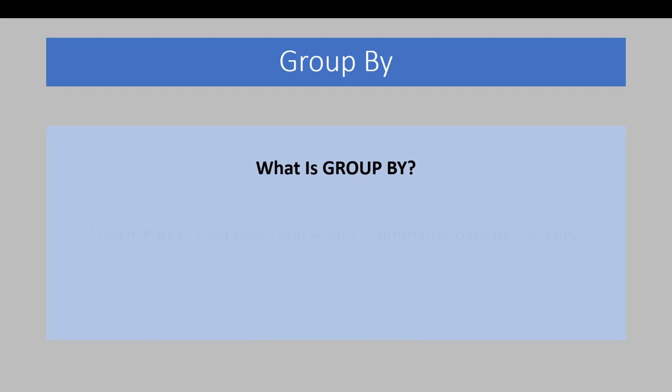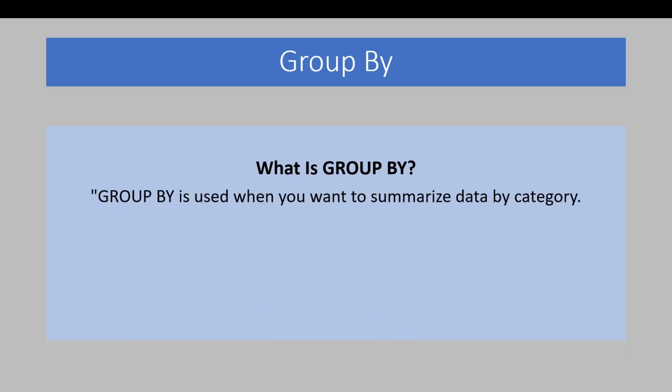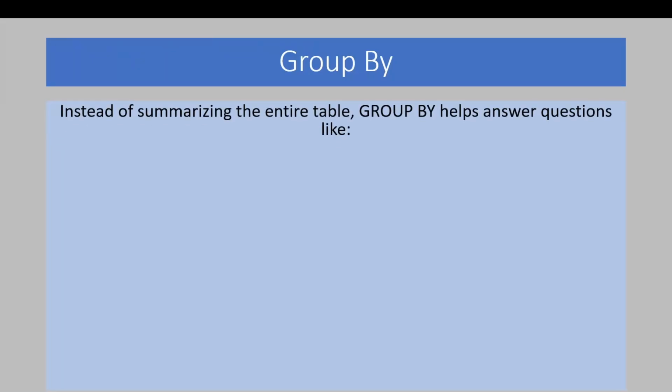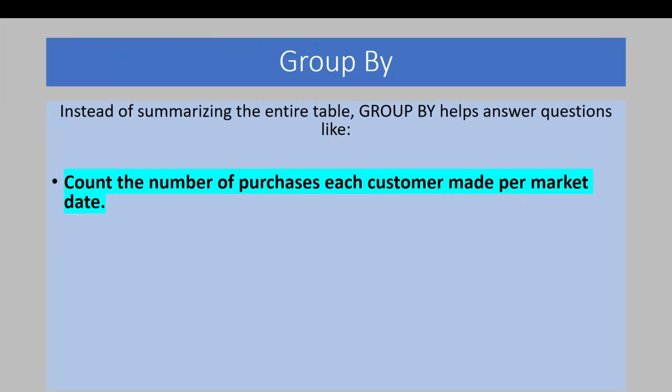Instead of summarizing the entire table, group by helps us answer questions like: count the number of purchases each customer made per market date. Using an aggregate function, you can get the total number of purchases that has happened. But what if you want the total number of purchases per market date? That is, on 1st of August, how many purchases happened? On 2nd of August, how many purchases happened? In order to get that result, you need to use group by with the aggregate function.